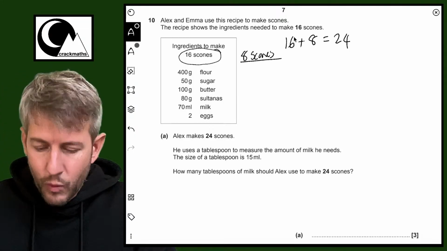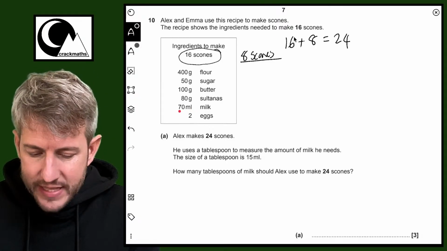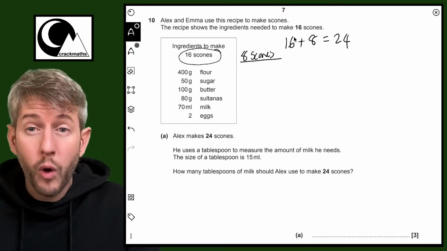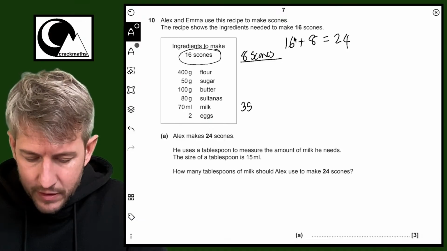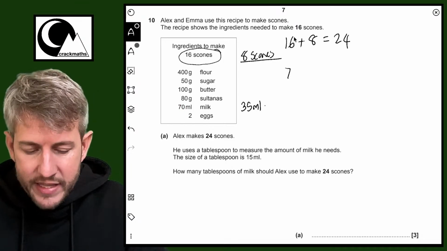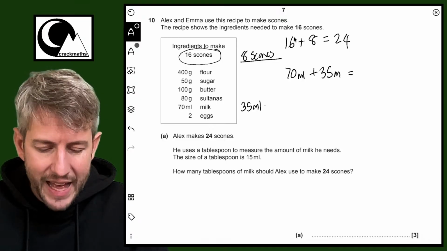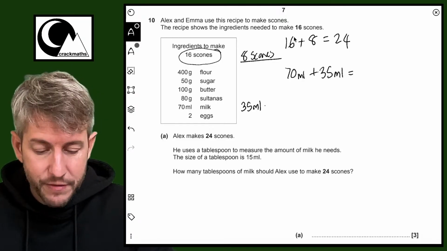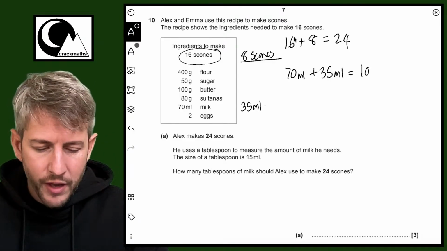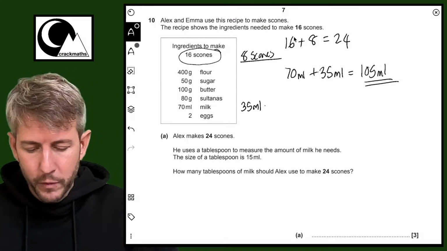Okay, so actually we only really care about the milk because that's all they're asking for. So we need to find out half of 70. Well, half of 70 is 35. Okay, so for the 16 scones, we need 70 ml. For the 8 scones, we need 35 ml. So we need to add these 2 things together. So we've got 70 add 35. Well, 70 add 30 is 100. And then add the 5. That will be 105 ml of milk that we need. So we want 105 ml.